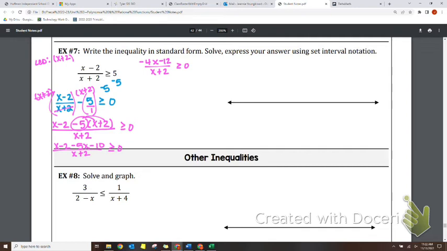And now that I've got it down to one fraction, I can go ahead and find those critical values and set up my table. All right, so my critical values. Remember your x-intercepts, so where that numerator is equal to 0. So negative 4x minus 12 equals 0. So negative 4x will equal positive 12, so x equals negative 3. And your vertical asymptote is where the denominator equals 0. And so x equals negative 2.